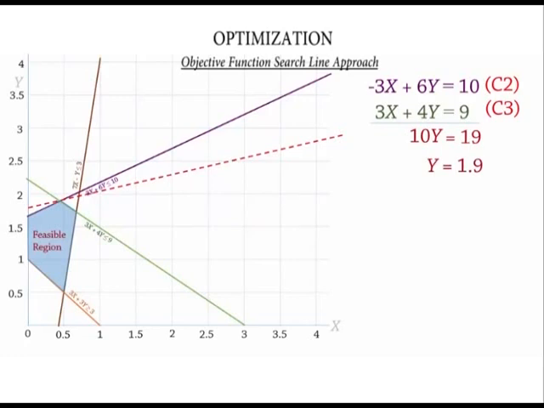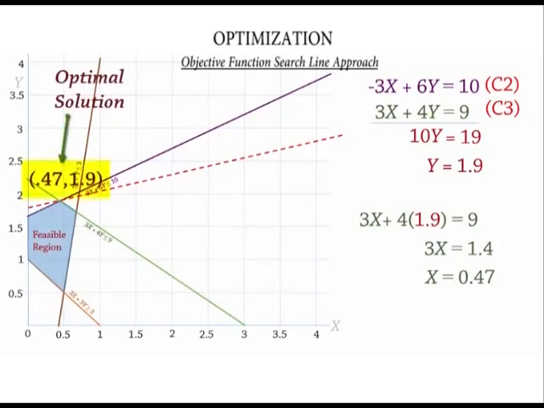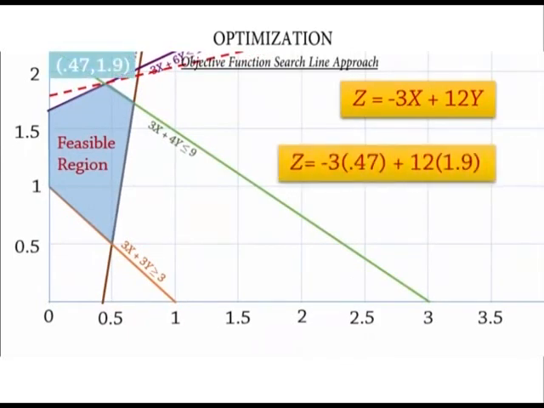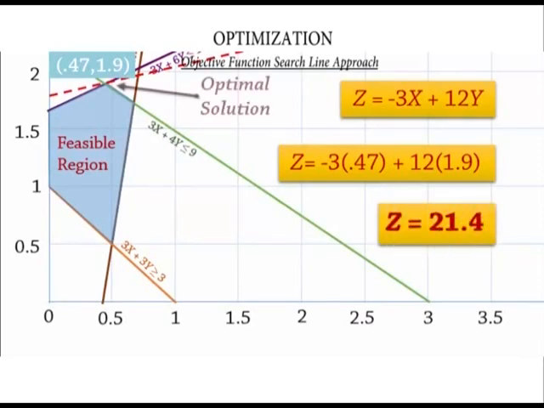Substituting that in equation 3, we have 3x plus 4 times 1.9 is equal to 9. 3x is equal to 1.4 and x is equal to 0.47. So the optimal solution is x is equal to 0.47, y is equal to 1.9. Substituting that in the objective function gives us 21.4. If the problem involved items that can't take fractional values, then we would have to find whole number points nearest to the optimal corner. In fact, in our case, there's only one such point, 0, 1.